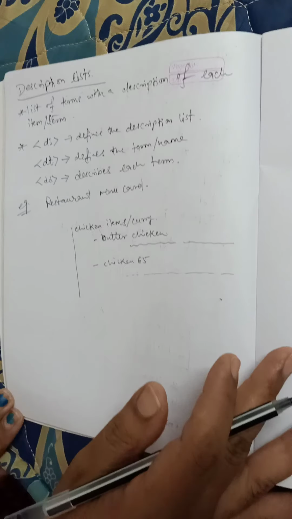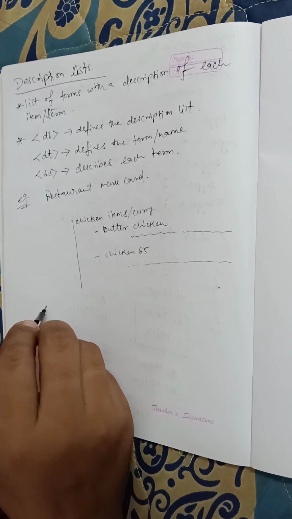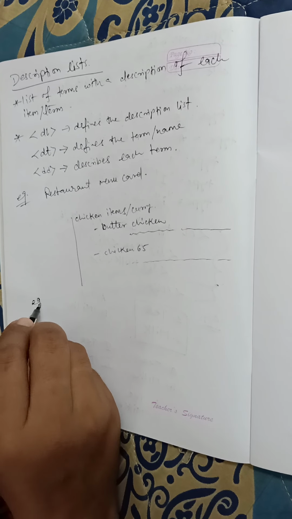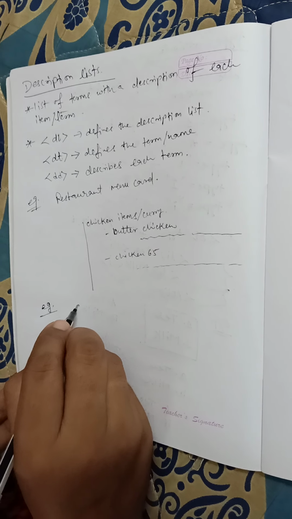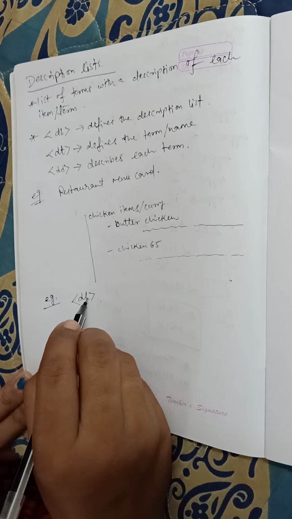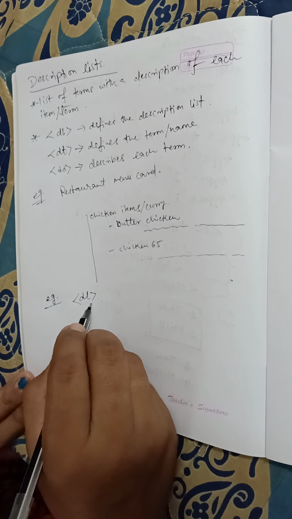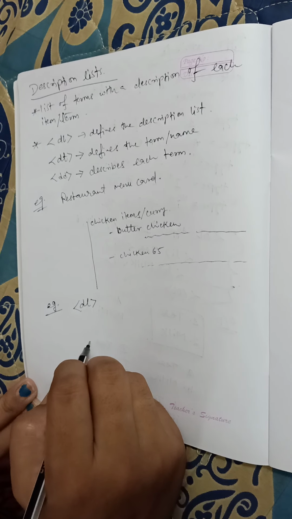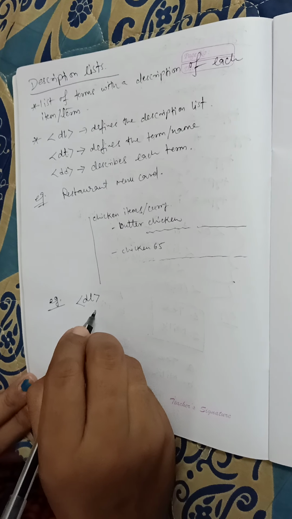Okay, now let me give a small example. If I am having DL, so DL means your description list, so hence onwards my description list starts.